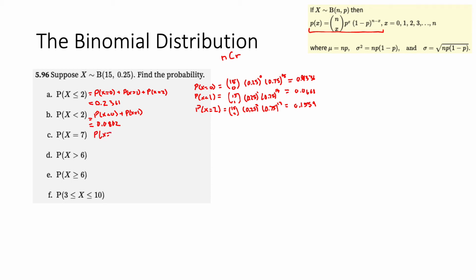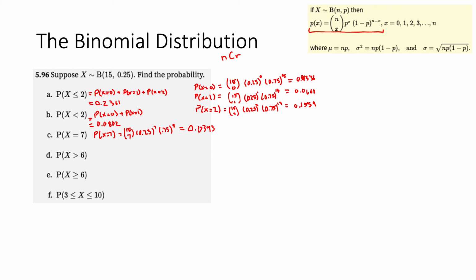Probability that x equals 7 is equal to 15 choose 7, times 0.25 to the power of 7, those 7 successes, times 0.75, the remaining number of failures, and we can just put that in the calculator and get the value 0.0393.